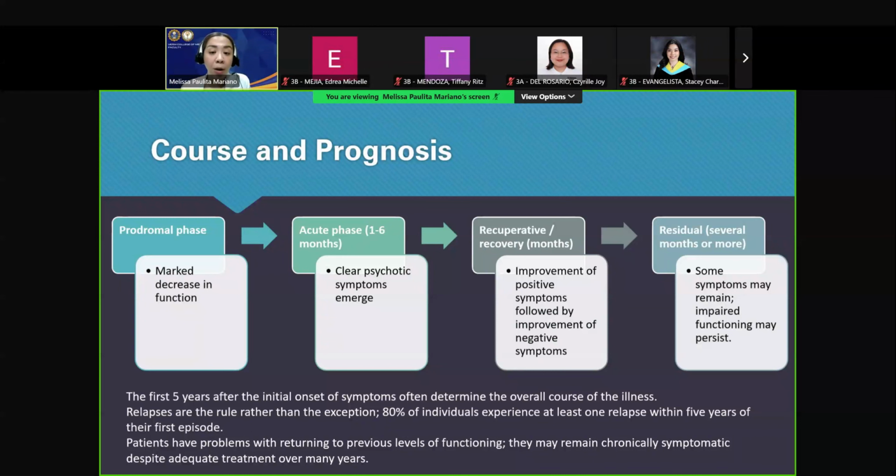Relapses are the rule rather than the exception. 80% of people will experience at least one relapse within 5 years of their first episode. And many patients have problems returning to previous levels of functioning, and they could remain symptomatic for many, many years despite treatment. Now, we believe that schizophrenia is very much a brain disorder. And we have all those data that I just presented to you to be able to back that up as well.